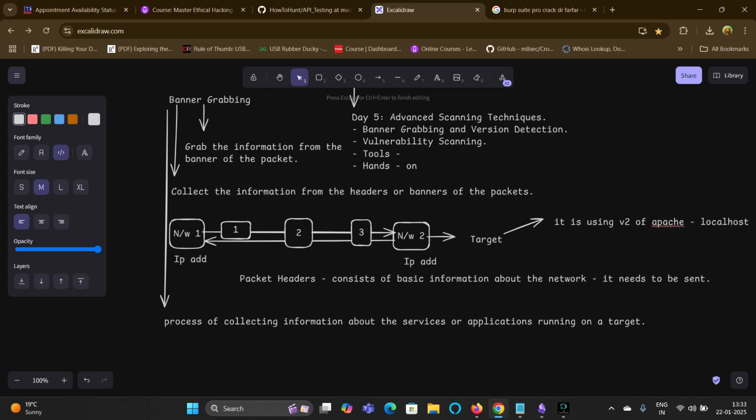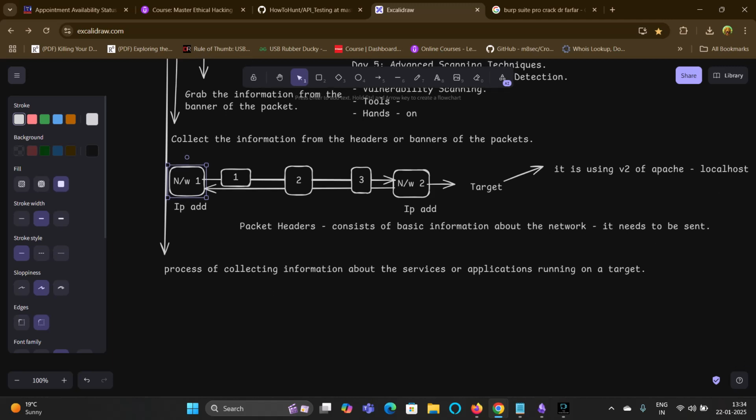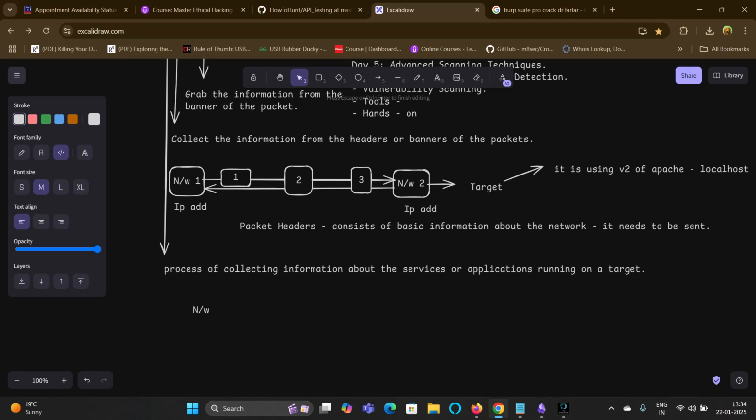What will it do? Network 2 will connect to its target system. Network 2 is our target. We are network 1. Okay, let's just take it straight. It might be confusing for you guys, so I'll just make it easier. Let me write it down. Let's say network 2 is our target, and network 1 is the sender. So if we want to collect the information regarding the target, what is network 1 going to do?